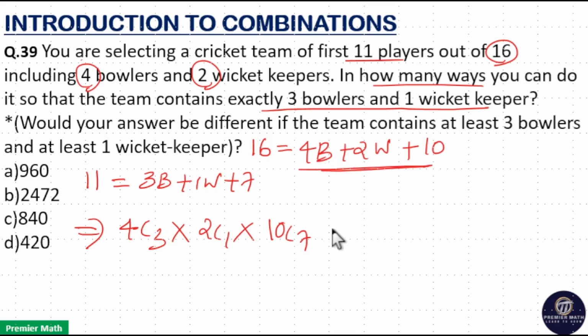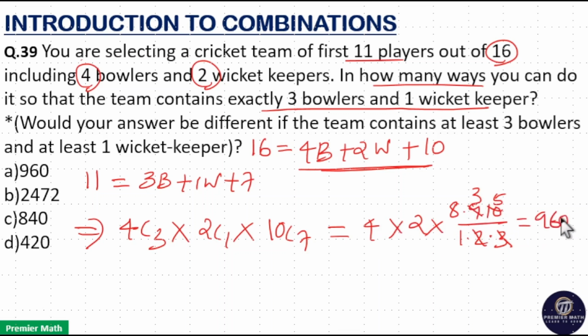So this is equal to 4C3 is 4, 2C1 is 2, and 10C7 means 7 cancel, remaining 8, 9, 10 divided by 3 factorial. 3 goes 3 times in 9, 2 goes 5 times in 10. Now 4 into 2, 8. This is equal to 120. 8 into 5, 40 into 3, 120. 120 into 8 is equal to 960. So option A is your answer.